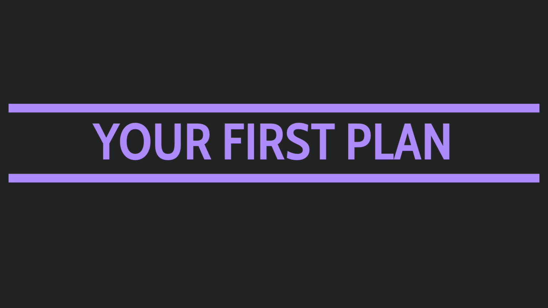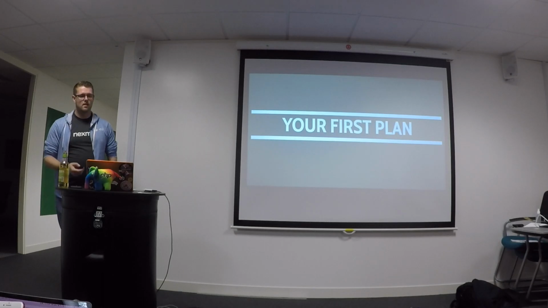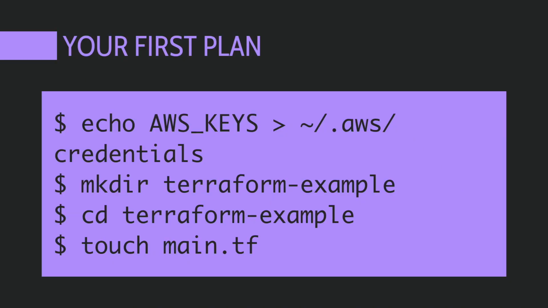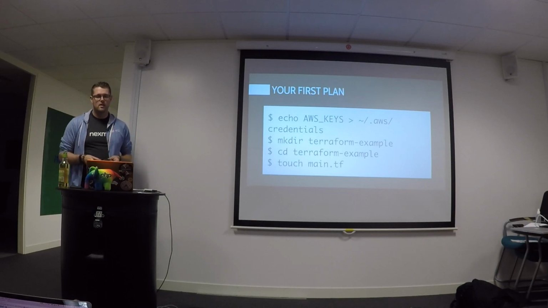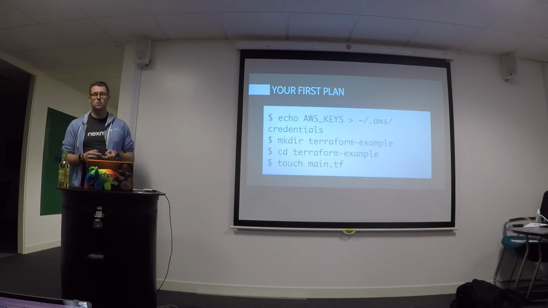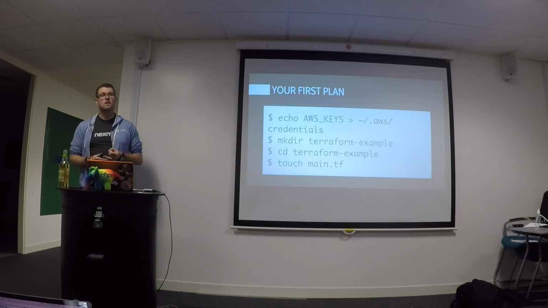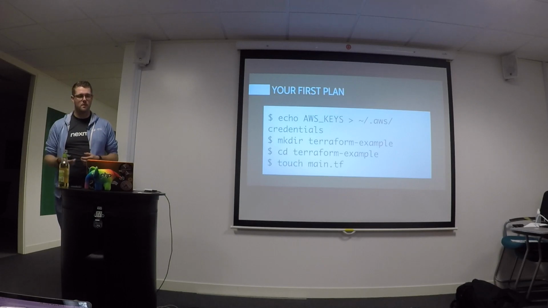So, our first plan. We've got Terraform installed. We want to create an EC2 instance. First thing we need to do is configure our system with AWS credentials so that Terraform can access the API. You can do this a couple of ways. You can provide them as environment variables. You can provide them directly to Terraform, or it will read your AWS credentials file. I like using the AWS credentials file because that's where the AWS CLI looks, where lots of other tools look. So I just define them once and everything looks there.